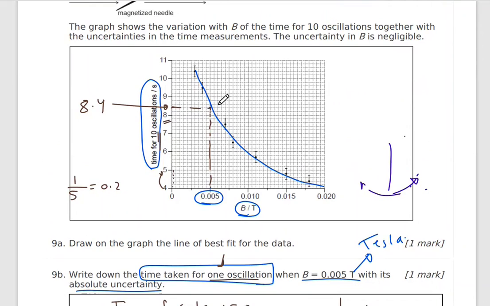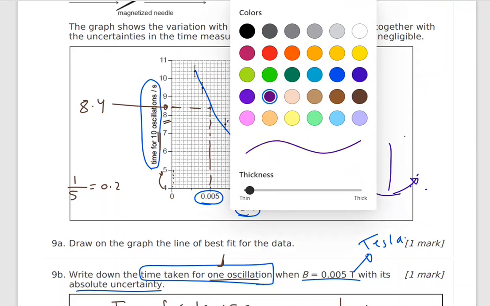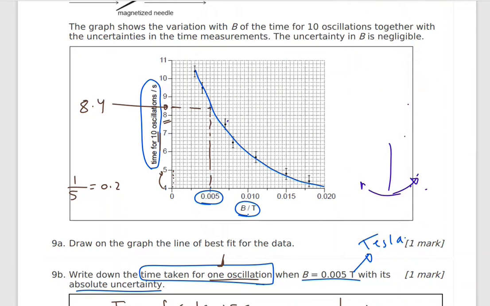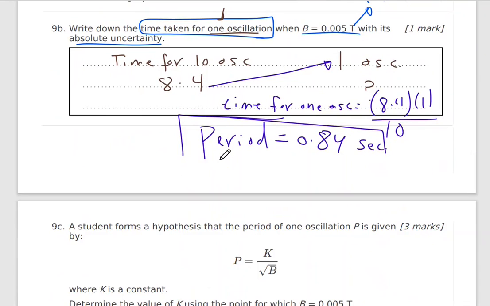Now if you look here, I have 1 square and a half. One square, we said, is 0.2, which means 0.3. This is the length of the error bar. Let me delete this one to see. This is the length of the error bar. So it's around 1.5 squares. We said 1 square is 0.2, so 1.5 will be 0.3. Again, this is for 10 oscillations, so for 10 oscillations I have 0.3.